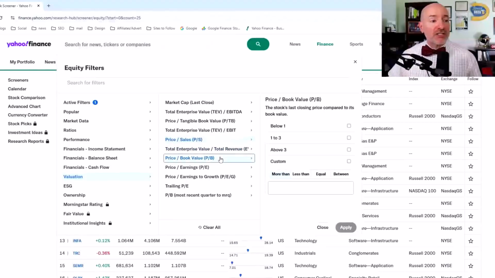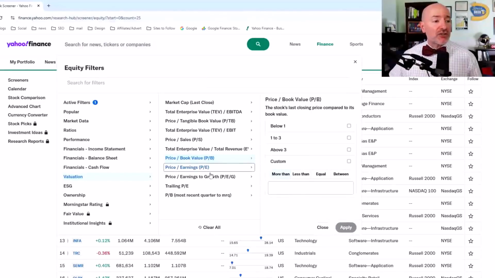You've also got the price to book. For a lot of these, you're going to find specific measures are best for different types of companies. Price to book is great for bank and financial stocks, just because they tend to hold their assets and their liabilities, or their loans and their deposits, on the balance sheet at value. So price to book value is going to show you a more realistic idea of what that company is actually worth.